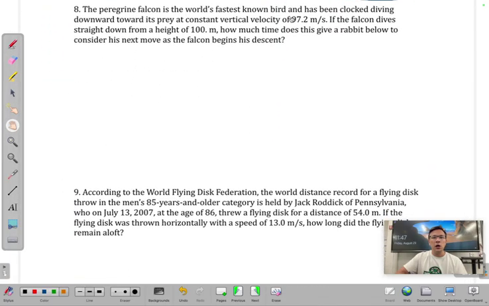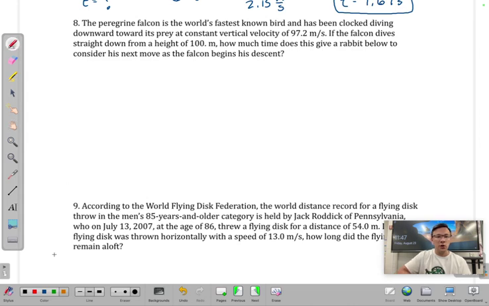Let's go ahead and move on here. 8 and 9 are not quite as involved. So we'll jump right in here to 8. It says peregrine falcon, world's fastest known bird, has been clocked diving downward towards its prey at a constant vertical velocity of 97.2 meters per second. If memory serves me correctly from my childhood, I believe that peregrine falcons can top 200 miles per hour on a dive. Fun fact of the day. If the falcon dives straight down from a height of 100 meters, how much time does it give a rabbit below to consider his next move as the falcon begins his descent?